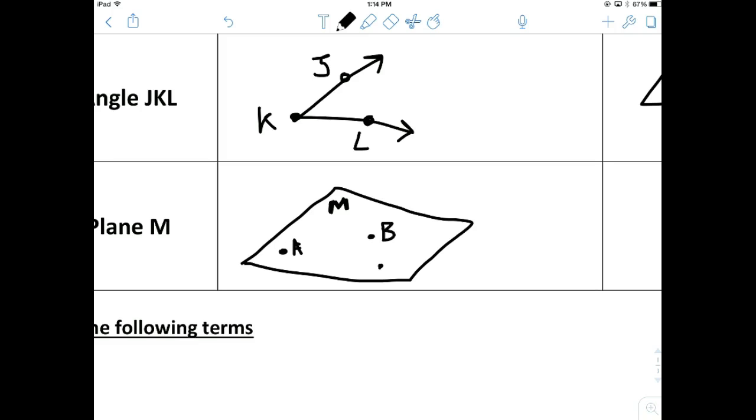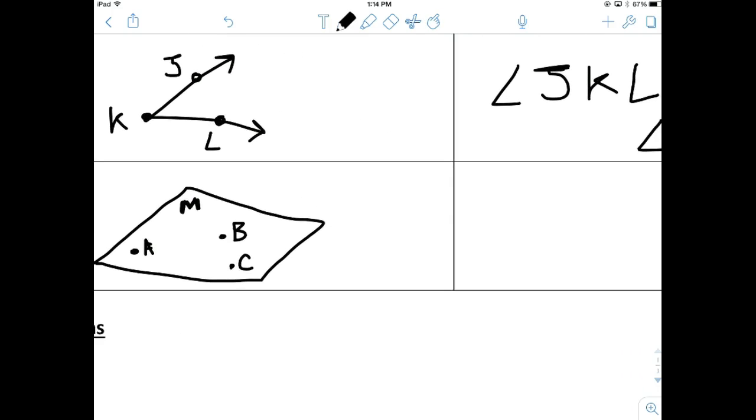So if we add points A, B, and C, now we can incorporate the other ways we can name a plane. Plane M, that's just the way to name it. But we could also name this with 3 points. So I like to use ABC.